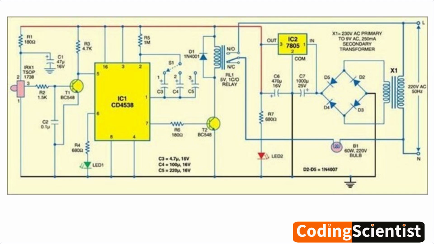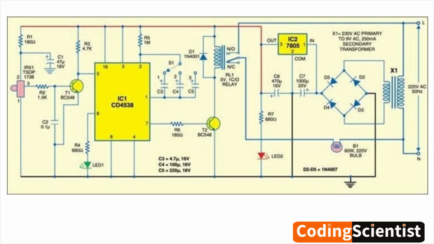Power supply: the circuit starts with a transformer, X1, that steps down the 220V AC mains voltage to a lower voltage, typically around 9V AC. This AC voltage is then rectified by a bridge rectifier, D1-D4, to produce a DC voltage. A voltage regulator, IC2, further stabilizes this DC voltage to a specific level required by the circuit components.